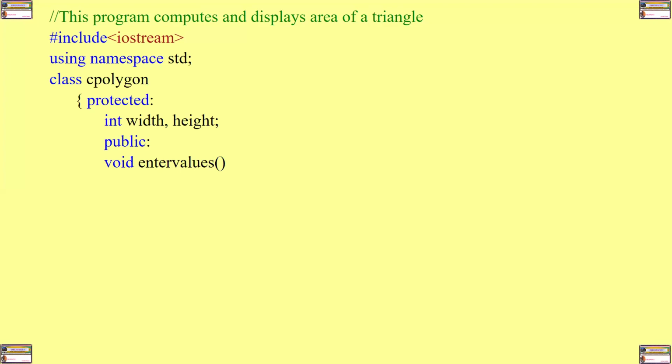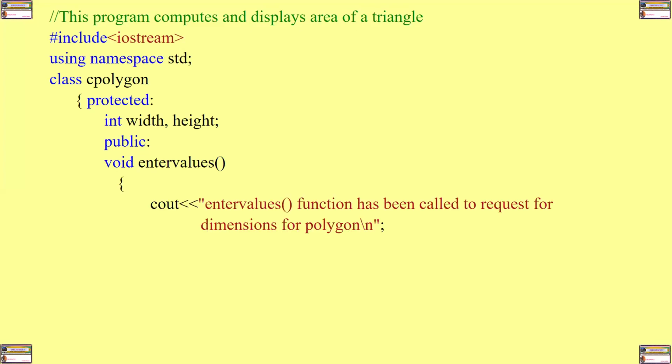The first is enter values. It is not expected to return any value to the calling function, and it is not receiving any parameter. Now, what is it supposed to do? The enter values method is supposed to display the statement that the enter values function has been called to request for dimensions for CPolygon. My interest in this program is to enable you to follow the sequence of how derived classes work in a program implementing multilevel inheritance.